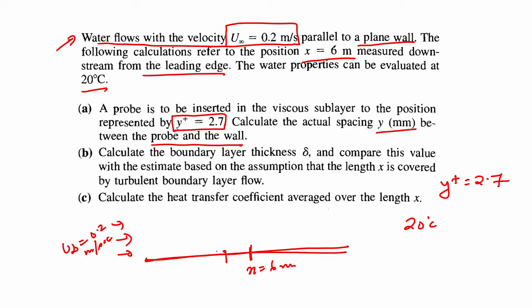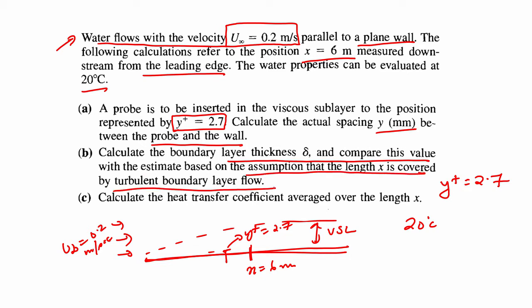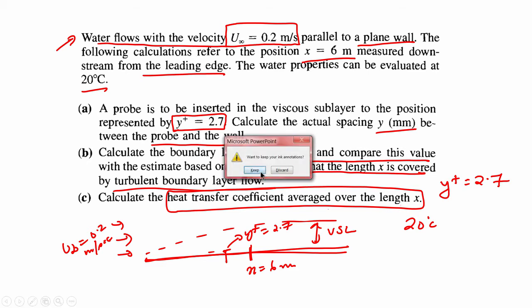So, you have placed the probe at a distance which is given as y plus equal to 2.7. We want to know the physical distance, and this probe is placed in what we call the viscous sublayer, the VSL. So, that is the first problem, what is the actual spacing. Next, calculate the boundary layer thickness and compare the value based on the assumption that x is covered by turbulent boundary layer flow, and calculate the heat transfer coefficient averaged over the length x. So, this is the problem that we are dealing with here. Let us see how this problem can be solved.